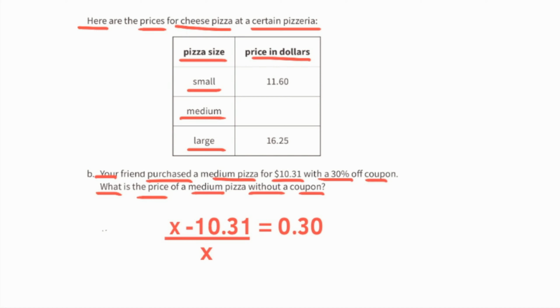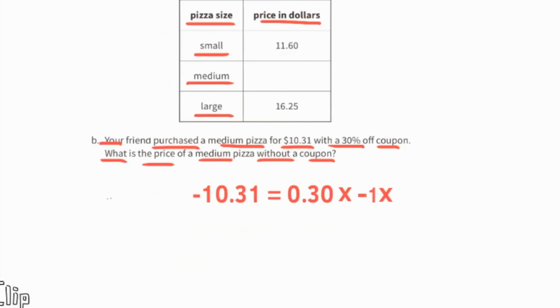The unknown price of a medium pizza minus the price he paid divided by the unknown price of a medium pizza equals 0.30, or the discount he got by using the 30% off coupon. Let's get rid of the divided by x by multiplying both sides by x. Now you're left with x minus 10.31 equals 0.30 times x. Subtract x from both sides and you're left with negative 10 and 31 hundredths equals 30 hundredths x minus 1x.